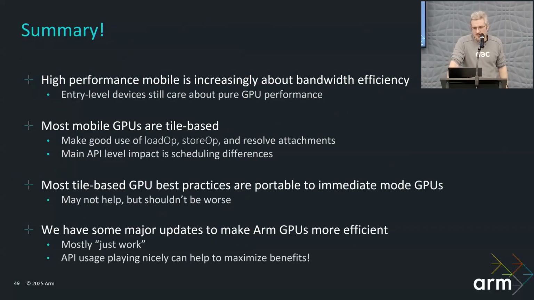So in summary, high performance mobile is increasingly about bandwidth efficiency. This is a trend that's been going on for years, but it's really getting noticeable. Most mobile GPUs are tile-based. The high order bit is make good use of your render passes, load op, store op, and resolve attachments. Beyond that, the main API impact is scheduling differences. The good news is in terms of best practices, tile-based best practice tends to be a kind of superset of IMR best practice, mostly. So if you do code that is good on a tiler, it's probably going to run fine everywhere else, right? Which is a slightly more conservative implementation in terms of scheduling.